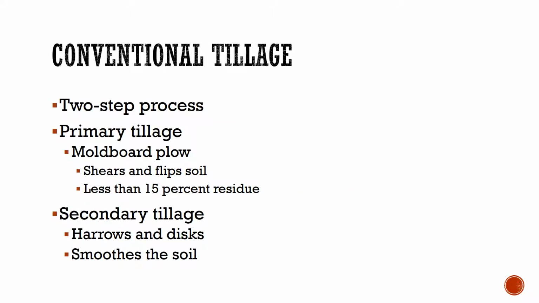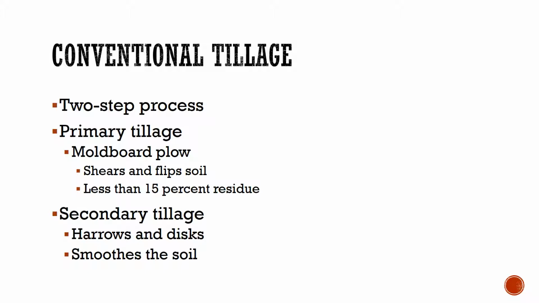Okay, so now let's look at conventional till. This is a 2-step process. We use a primary tillage and a secondary tillage. For primary tillage, we use a moldboard plow, and I'll show you a picture of that in just a second. This just has shears and then flips, and not a lot of the residue will go into the soil because of this moldboard plow, more so of the secondary tillage that we'll see.